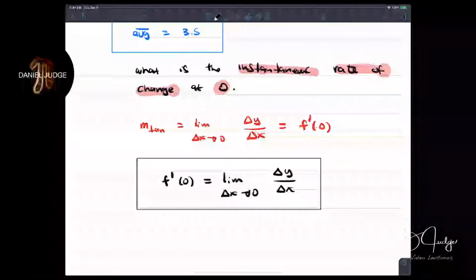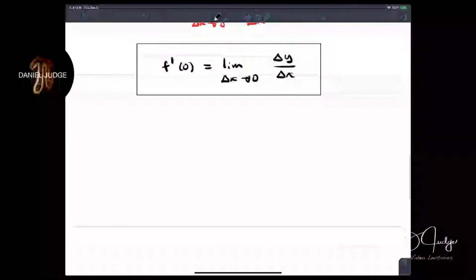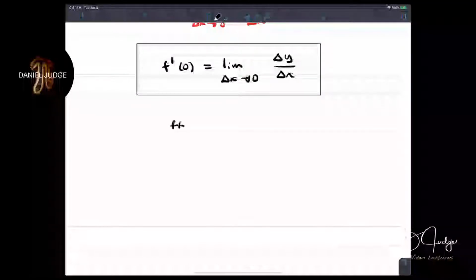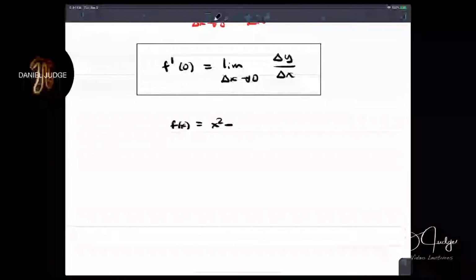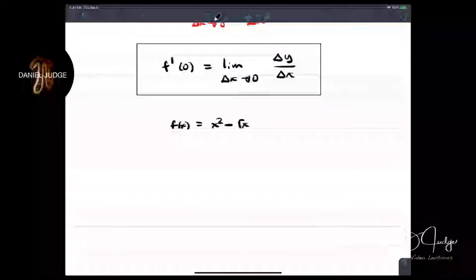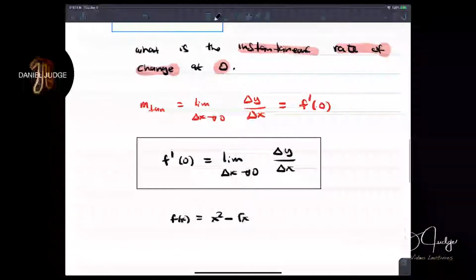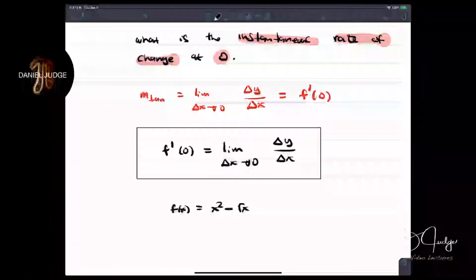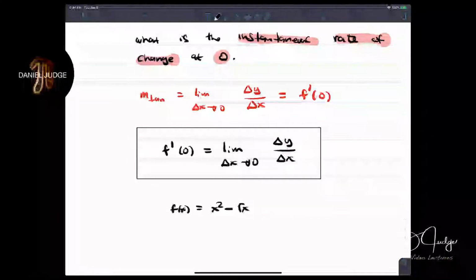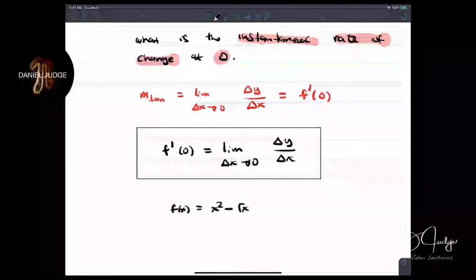Definitions are what make the world go round. So you might say, if my function they gave me here already was x squared minus the square root of x, all I have to do to find the instantaneous rate of change at the point 0 is take the derivative, and the answer is yes, because that's the slope of the tangent at that particular point 0. I could leave it this way, I should leave it that way.